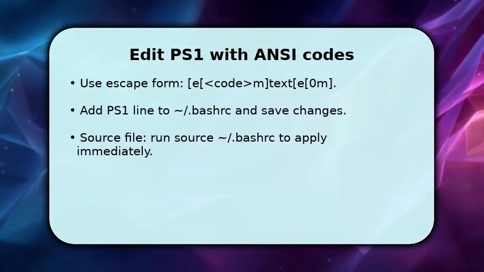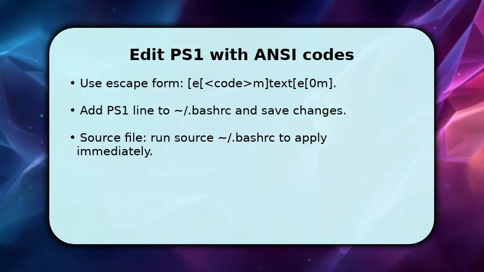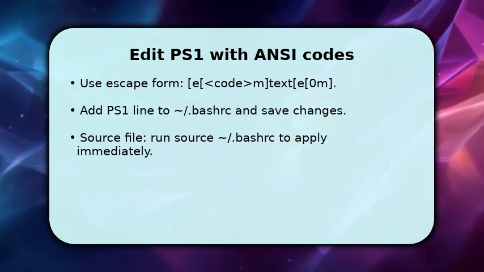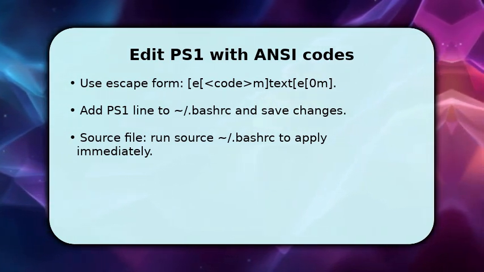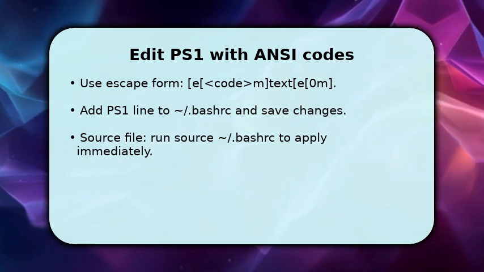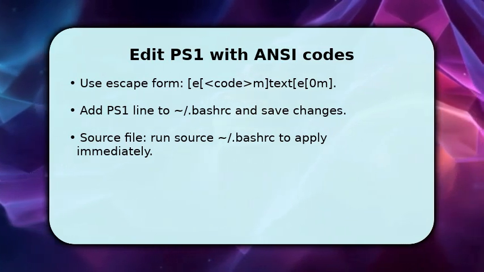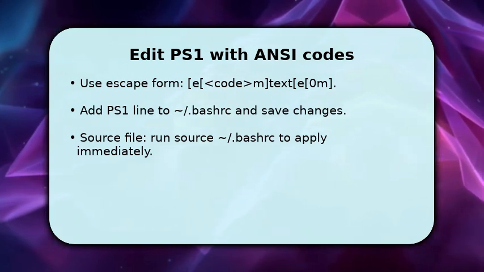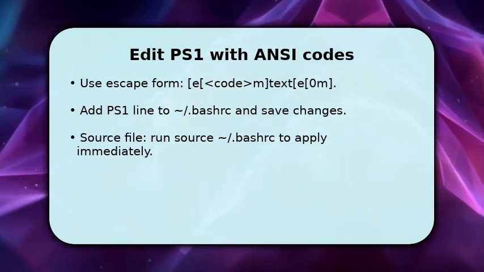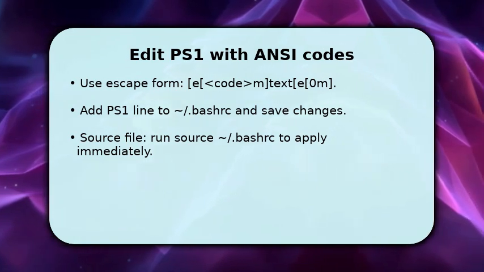Now you implement the change. Insert a PS1 assignment using proper escape grouping so bash counts characters correctly. For example, PS1 equals \e[32m \u at \h \W \e[0m $. This sets green user at host, CWD, and resets color afterward.